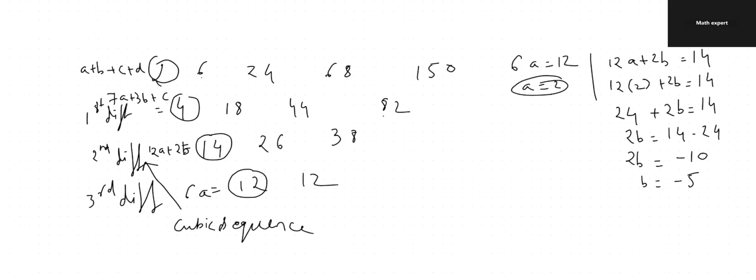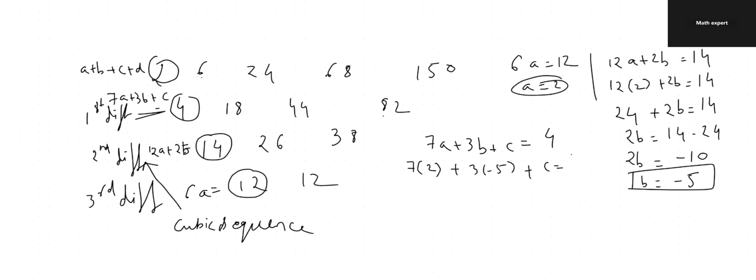Now here, once you get B, you have to work for C. So what is for C? You will do 7A plus 3B plus C is equal to 4. So 7 into 2 plus 3 into minus 5 plus C is equal to 4. So 7 twos is 14. 3 into minus 5 is minus 15 plus C is equal to 4. So 14 minus 15 is minus 1 plus C is equal to 4. So C will be, you make C the subject, so 4 plus 1. So C is equal to 5.